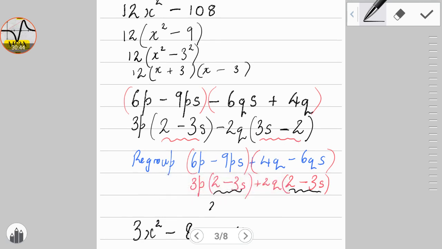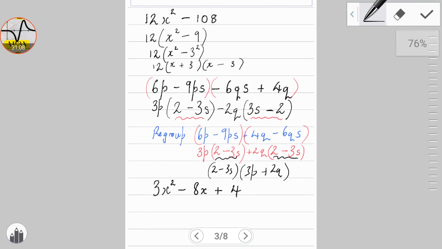Now finally, since 2 minus 3s is the common factor, then we take that out as a common factor and we write what is left. 2 minus 3s divides into this term here, leaves us with 3p, and 2 minus 3s divides into this term over here, leaves us with 2q. And that expression has now been completely factorized. All right, beautiful. So a couple of things we had learned there.